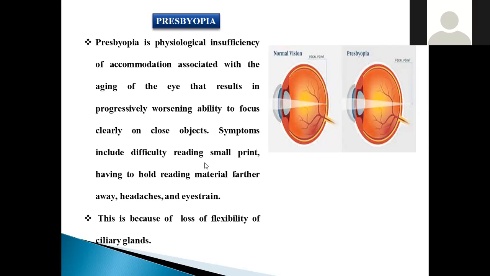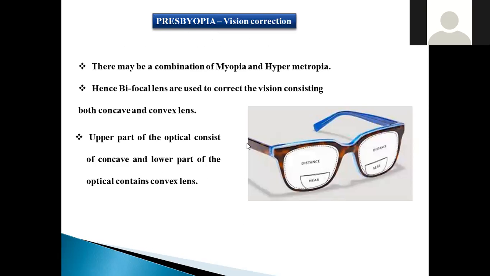This is purely based on the aging of people, because ciliary gland movement becomes difficult and focal length adjustment is not possible in general. In that case, presbyopia is possible. It may be a combination of myopia and hypermetropia. Otherwise, myopia is possible, or hypermetropia is possible as well. So this is purely because of loss of flexibility of the ciliary glands. Now, let us go on to how it can be corrected. How can we correct this kind of defect? In order to correct this defect, we have to use a bifocal lens.